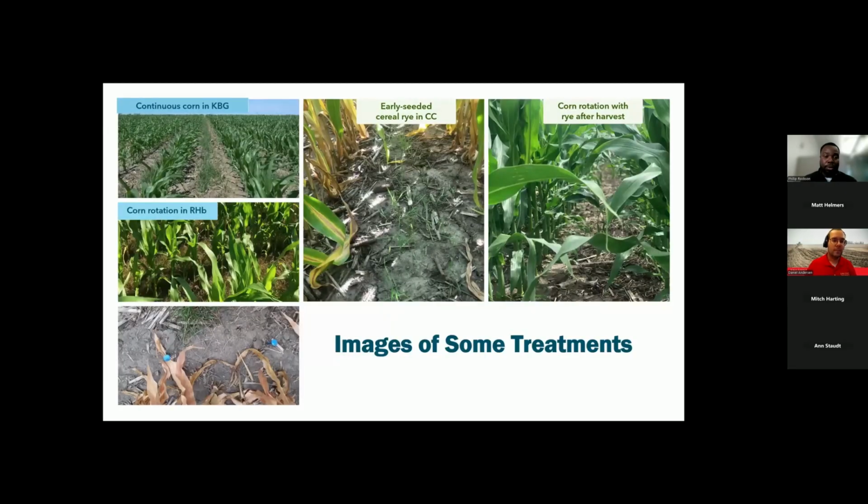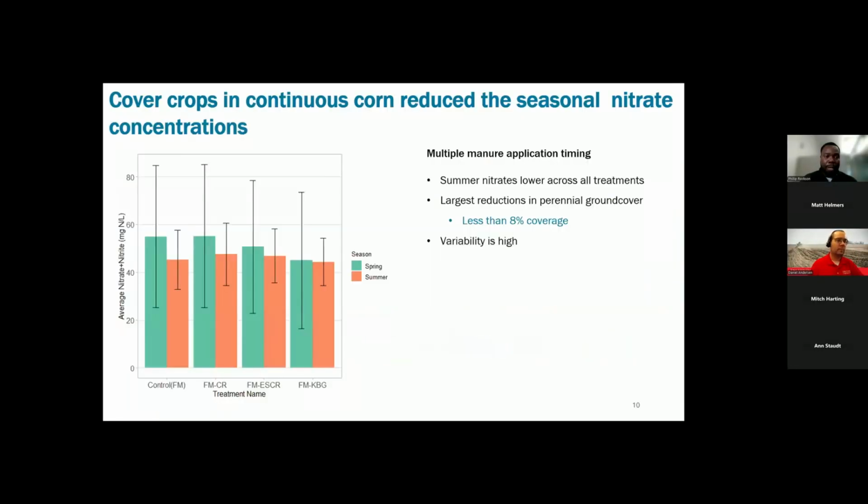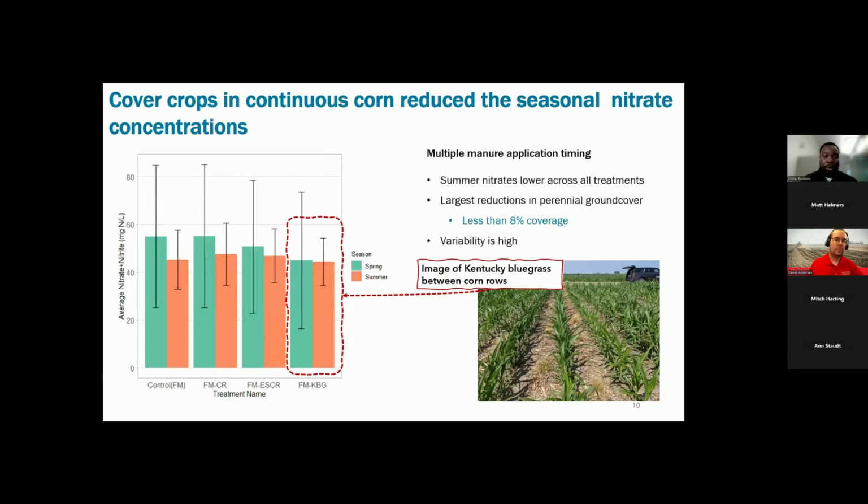So this slide shows pictures of some of the treatments we had on our field. I'll move right to the results we had from our tile drainage in terms of the nitrogen leaching out. For our continuous corn production, we see that the Kentucky bluegrass, which is our perennial cover crop, had the least seasonal nitrates coming out of the soil for both spring and during the summer.